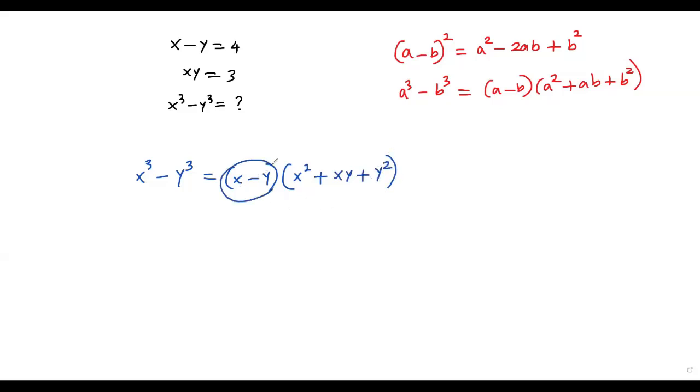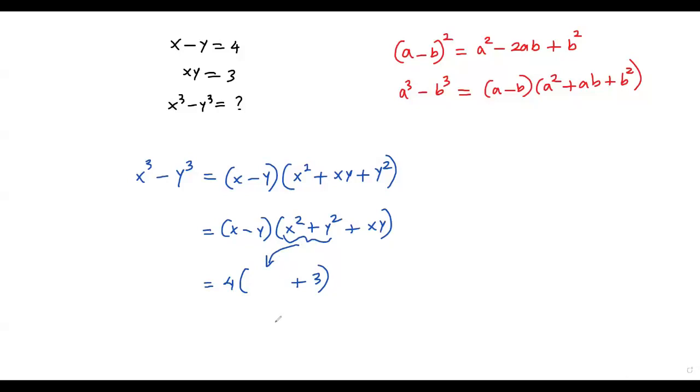Here I know the value for x minus y, that's 4. And I also know the value for x times y. So I have to get the values for x square and y square. Let me rewrite the second expression: I am writing x square and y square together, and xy at last. So I can plug in the value for x minus y, that is 4, times. For x square plus y square, I do not know the value yet. For x times y, I know the value, that is 3.